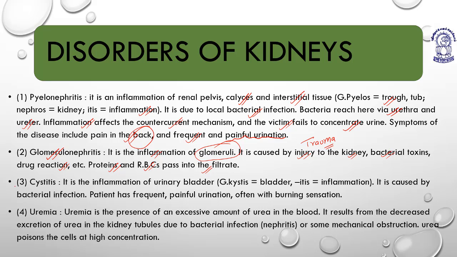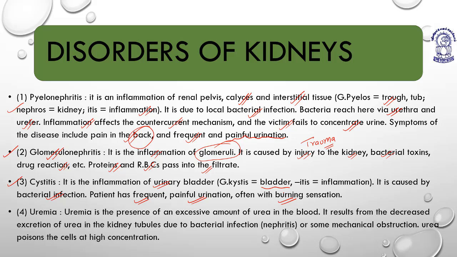The third term is cystitis. It is the inflammation of urinary bladder. Cystis means bladder and itis means inflammation. It is caused by bacterial infection. Patient has frequent and painful urination, often with burning sensation. So cystitis is inflammation of urinary bladder. It is caused by bacterial infection. The patient has frequent and painful urination, often with burning sensation.